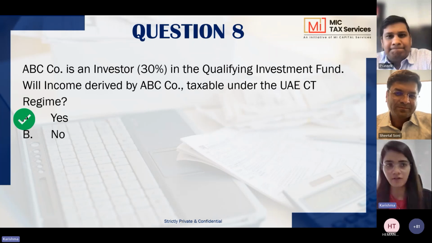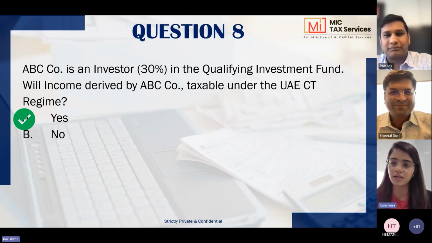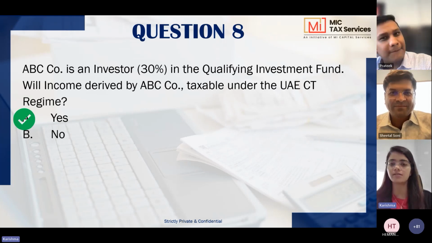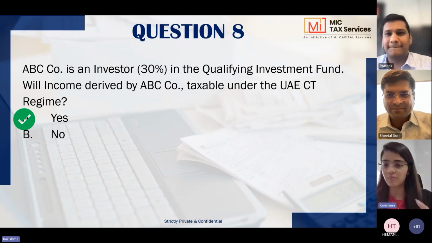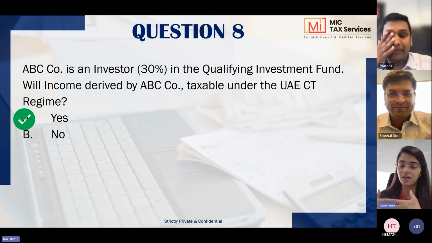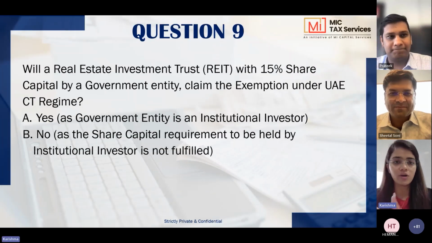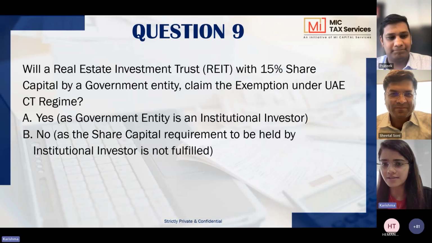Just to add on this bit, if instead of ABC company, it would have been Mr. A being an investor owning the same 30%, will that come under taxable? So the answer would be no, as it is an individual person. An individual is not taxed under the corporate tax regime. If instead of ABC company it's Mr. A, the income derived on an individual basis by the investor would not be taxable under this regime.